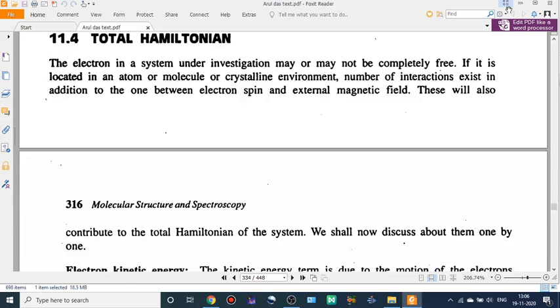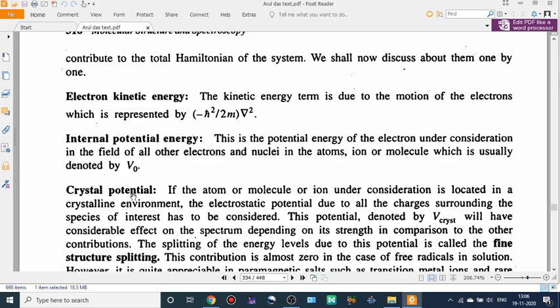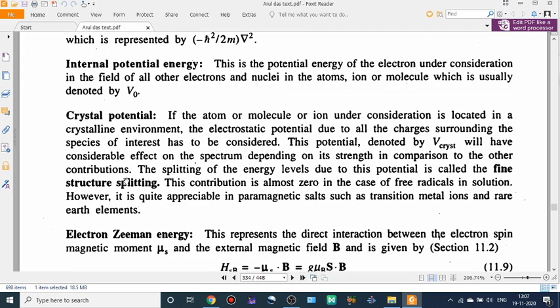the total energy that occurs if the nucleus interacts with the electrons. Obviously, there is electron kinetic energy, that is minus h square divided by 2m delta square, and its internal potential energy, denoted by V0, and there is crystal potential. If the atom or molecule is in a crystalline environment, that potential is known as crystalline potential, denoted by V crist.